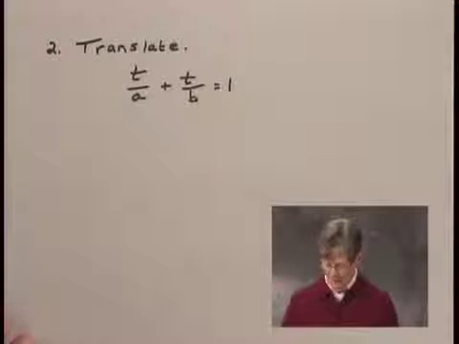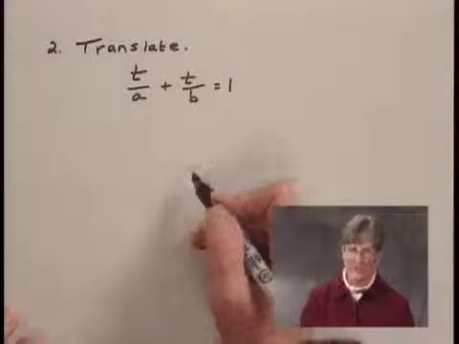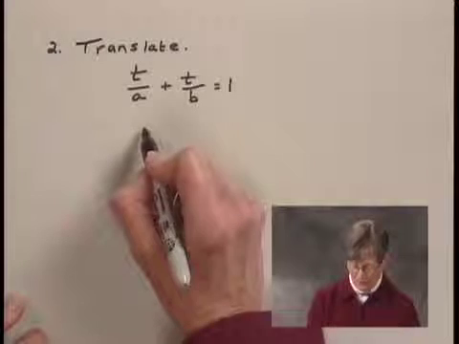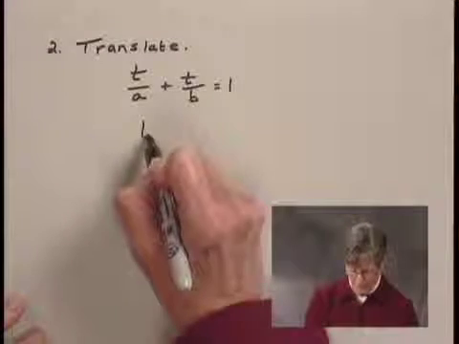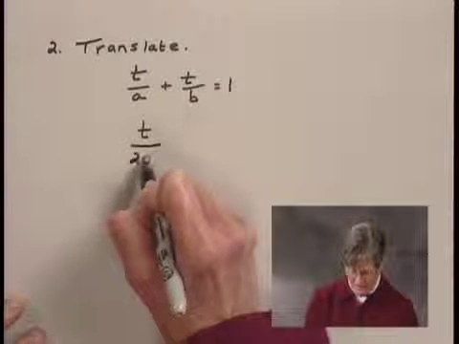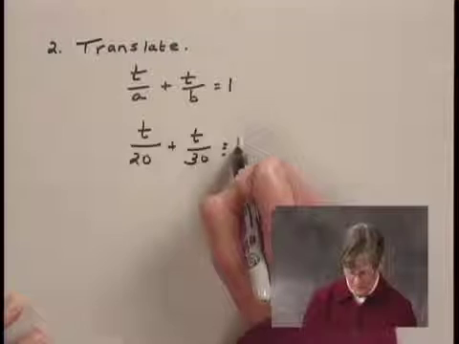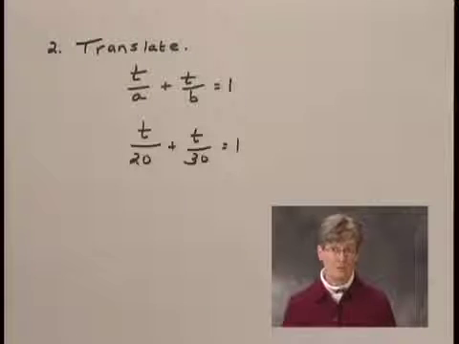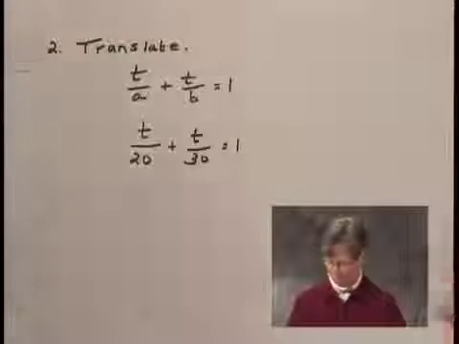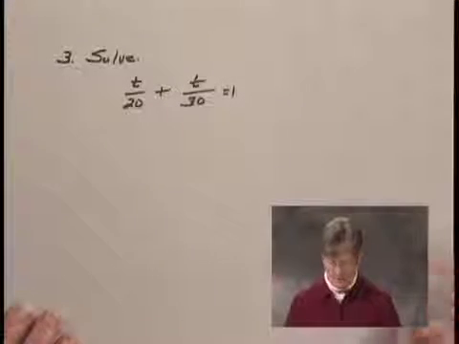And in this particular problem, we know that one machine can do the job in 20 minutes and the other can do it in 30 minutes. So I'll substitute 20 for A, and I'll substitute 30 for B in this equation. And then this is the equation that we need to solve to find our result. So let's go to that step and solve.